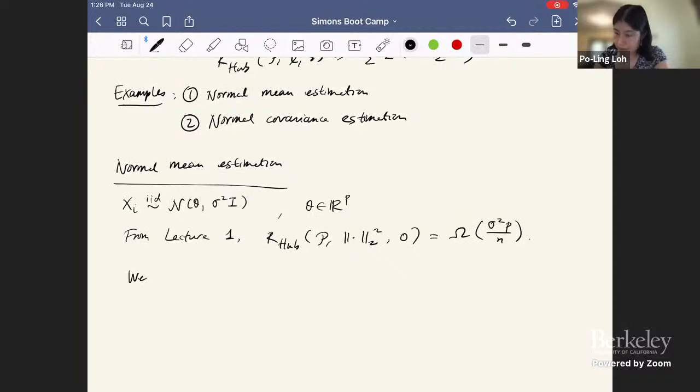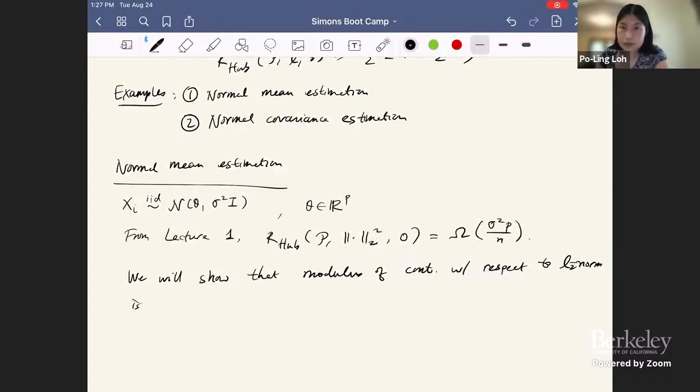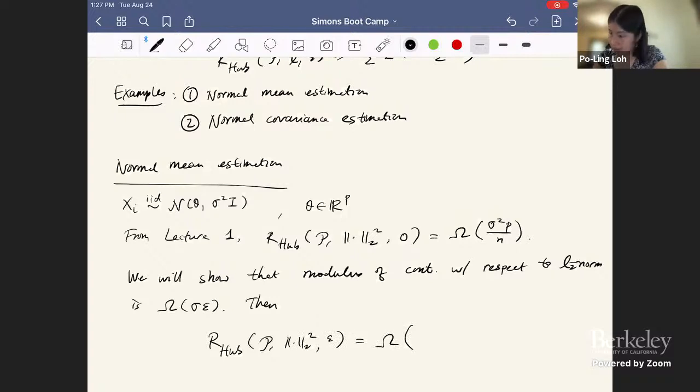So we will show that the modulus of continuity with respect to L2 norm is omega of sigma epsilon. Okay, then we'll get the bound of R Huber, P, 2 norm squared, epsilon is going to be omega of the max of sigma squared p over n and sigma squared epsilon squared.